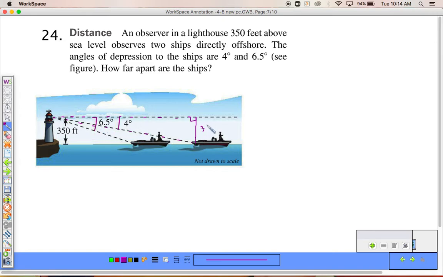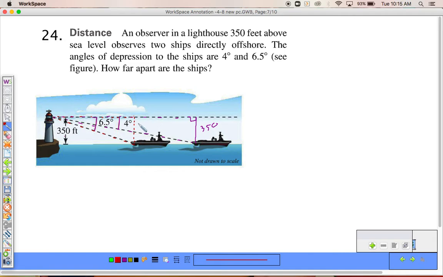This distance is 350 because it's over here. All right, my second triangle has a 6.5 degree angle of depression. And I'm looking at this one now. So I have 2 triangles, my red one and my pink one.